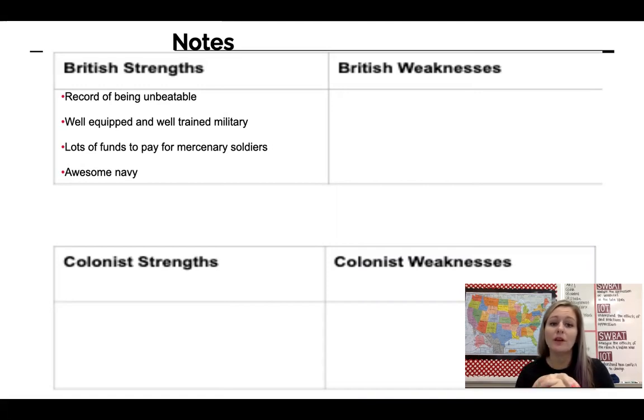Number two, their military is very well equipped, lots of supplies. They are very well trained. They fight like gentlemen. They know exactly how to fight and they know how to win wars.